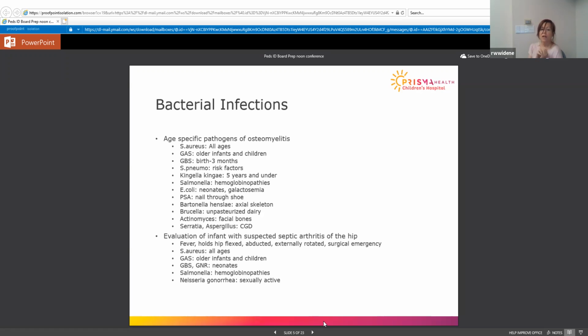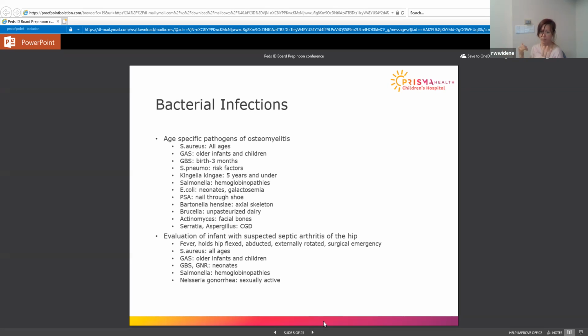And evaluation of an infant with suspected septic arthritis of the hip. That was kind of one little topic, but I expounded on septic arthritis a bit. They're going to be presenting with fever, holding that hip in a flexed, abducted, externally rotated position, and hip joint infections are surgical emergencies.